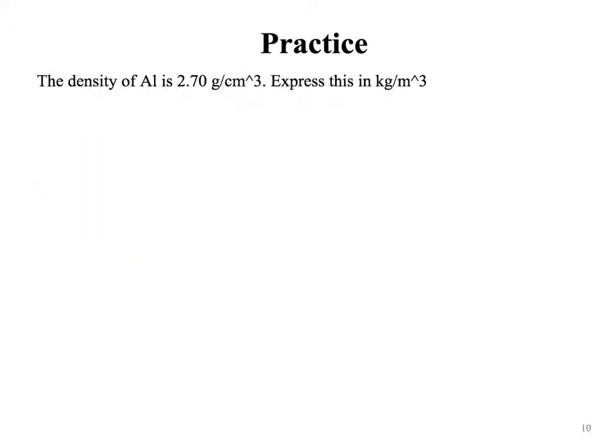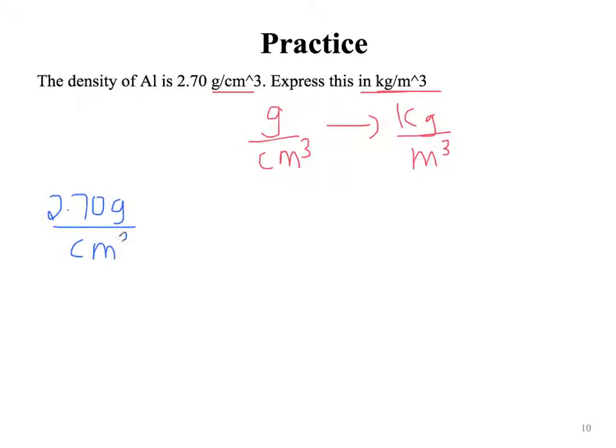Let's just do one density problem. It's going to involve density conversion. They give me the density of aluminum in grams per centimeter cubed, and I need to get it in kilograms per meter cubed. So I start off with this, and you want to get to kilograms per meter cubed. We're changing both units, top and bottom. So let's start off with what we have, 2.70 grams per centimeter cubed.